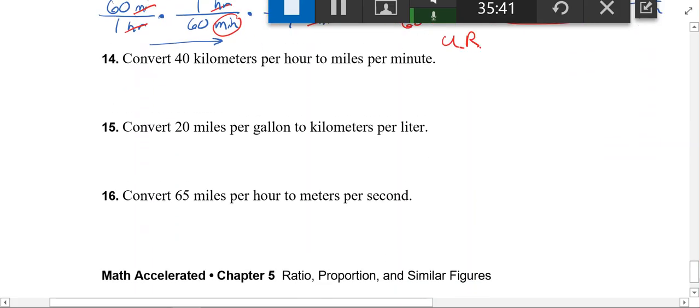Number 15, convert 20 miles per gallon to kilometers per liter. Now, this is going to be a little bit more tense because we're going from customary to metric. So 20 miles per gallon. So we'll set that up, 20 miles per 1 gallon. And we want to get all the way out to kilometers per liter. All right, so let's go ahead and take gallons to liters first.